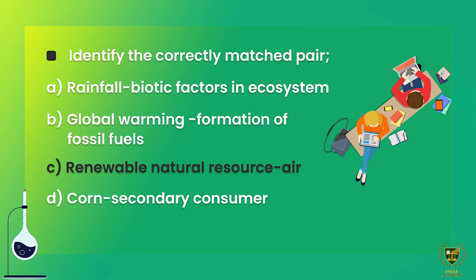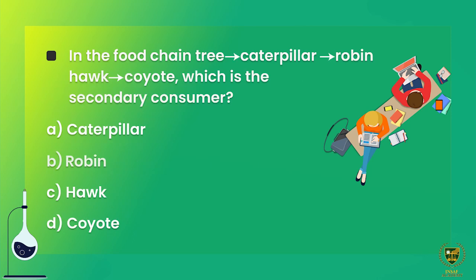Next question is, in the food chain, tree, caterpillar, robin, hawk, and coit, which is the secondary consumer? So dear students, what is a secondary consumer? Those which depend on the primary consumer. So here the secondary consumer is the robin. Yes dear students, option alpha is caterpillar. So caterpillar is feeding on tree, so it is the primary consumer. Robin is feeding on caterpillar, so that one is the secondary consumer. So the correct option is the beta option, that is robin.